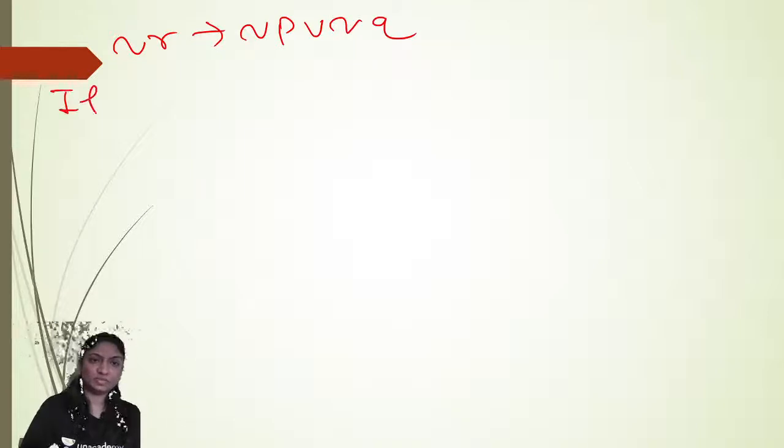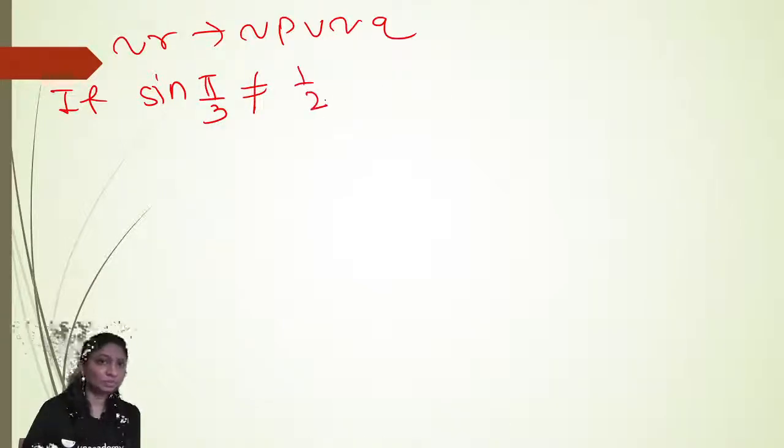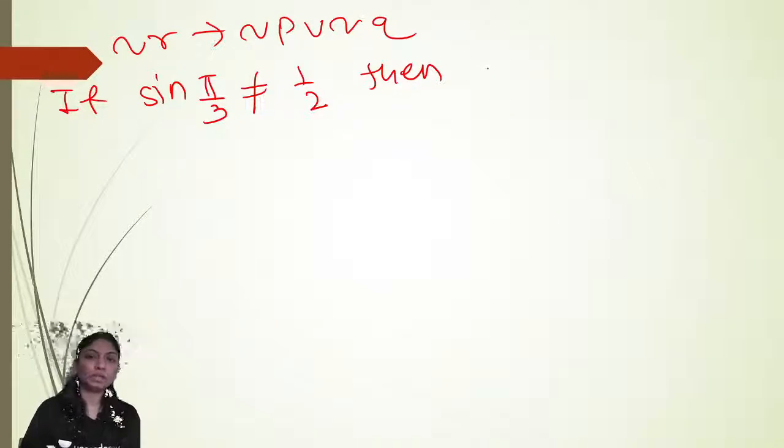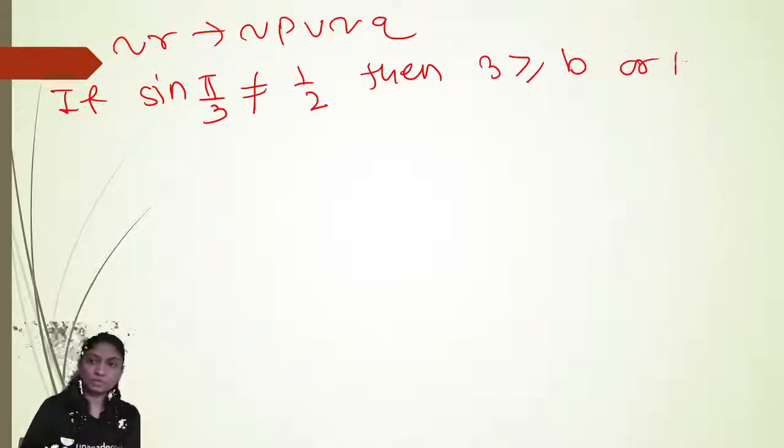So contrapositive here, negation of R implies negation of P or negation of Q. It means if sin pi by 3 is not equal to 1 by 2, then 3 is greater than or equal to b, or 1 plus 1 is not equal to 2. This is your contrapositive. Right?